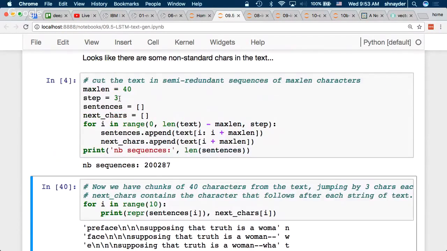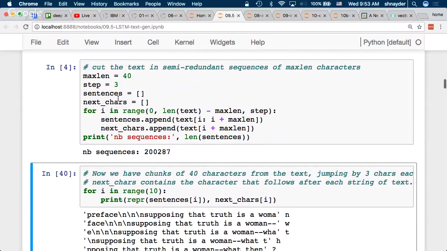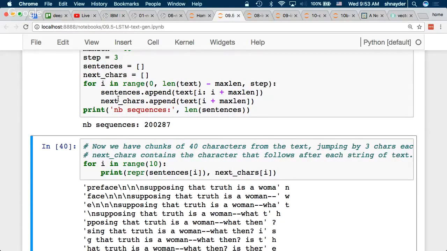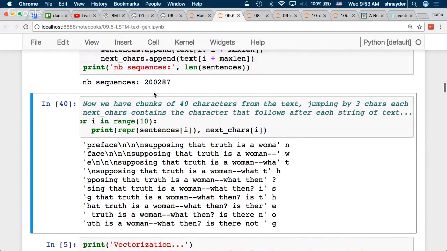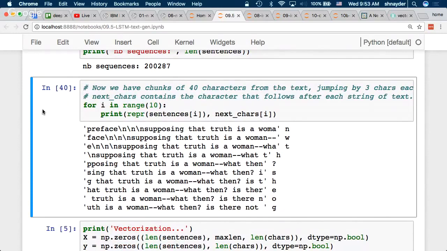So step three, I think, is just a way to reduce the size of the data and make the thing train faster. In general, there's no good reason to do that. I mean, in principle, more data is better, right? No, I think it's really just to reduce the size.